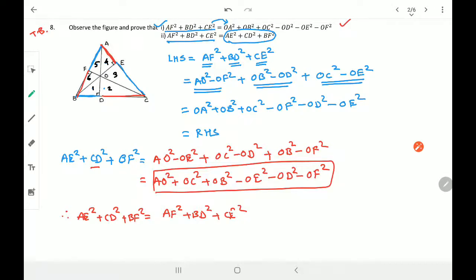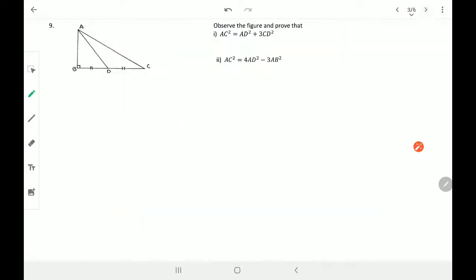You can try this all by yourself. Please don't copy. Okay? Next one. Again a simple LHS RHS concept. This time it is clearly given that BD is equal to DC. Okay, how can I use it?